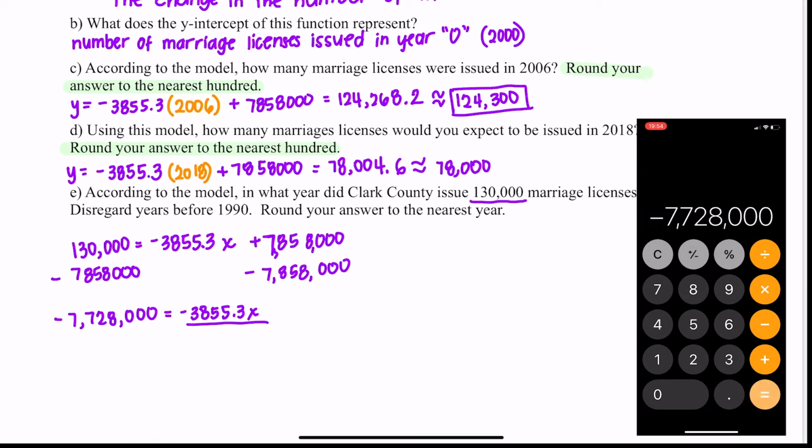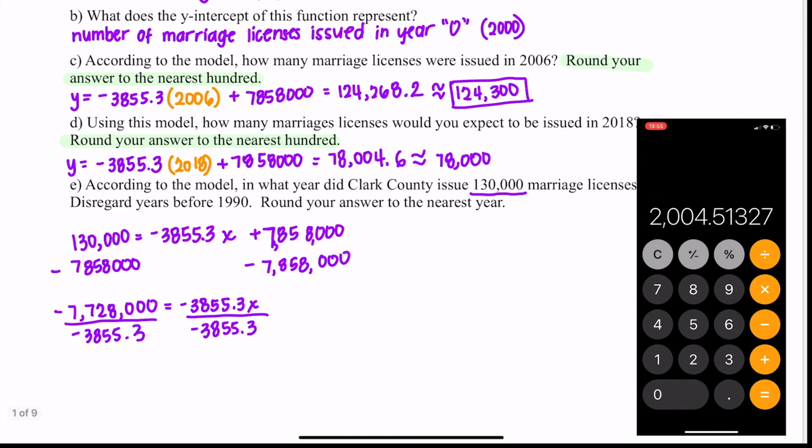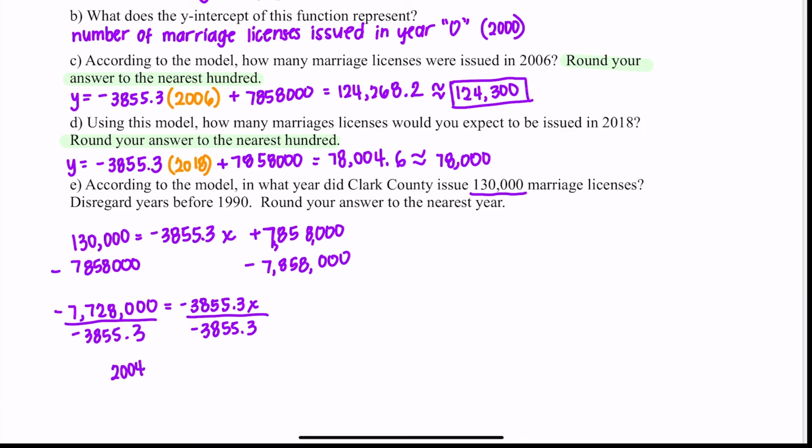The y value of 130,000 minus 7,858,000 gives us negative 7,728,000, which is equal to negative 3,855.3 times x. Divide both sides by negative 3,855.3, and don't forget the negative sign, and we are going to get 2004.5. Since the question asks us to round to the nearest year, we're going to call this 2005. And that's it.